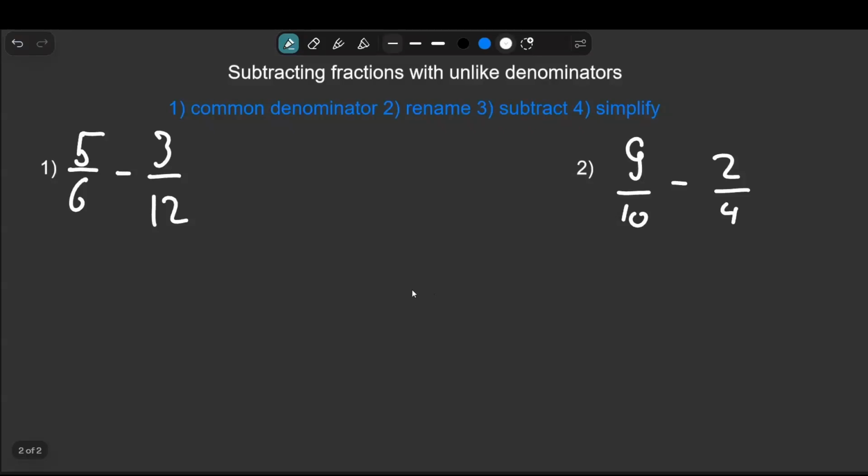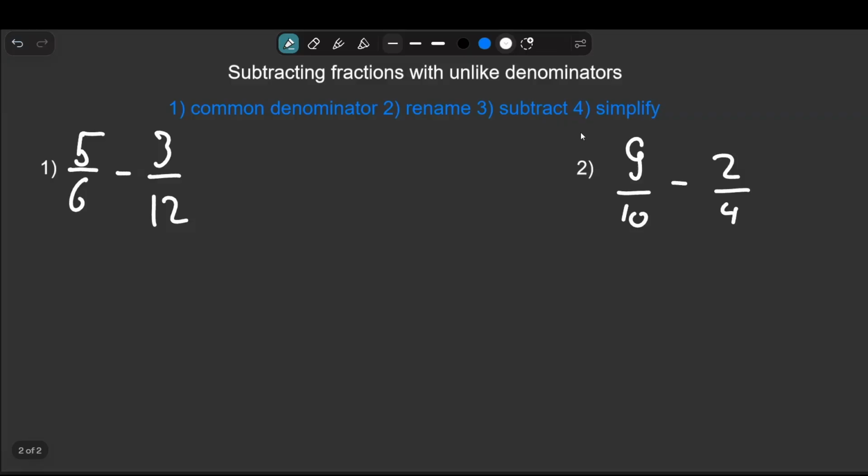In this video I'm going to cover how to subtract fractions with unlike denominators. So I wrote down the steps here we have to take. You have to remember these very well. First we have to find the least common denominator or the least common multiple between the two denominators. After that we're going to rename the fractions to make them match up so we can subtract. Then we can subtract, and at the last step, we have to simplify the fraction.